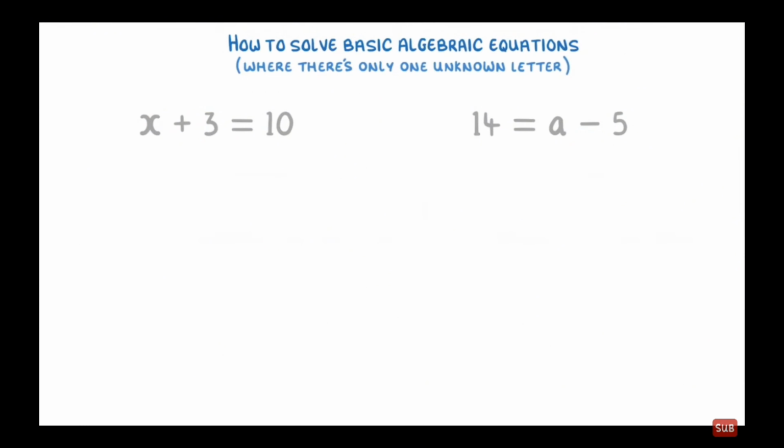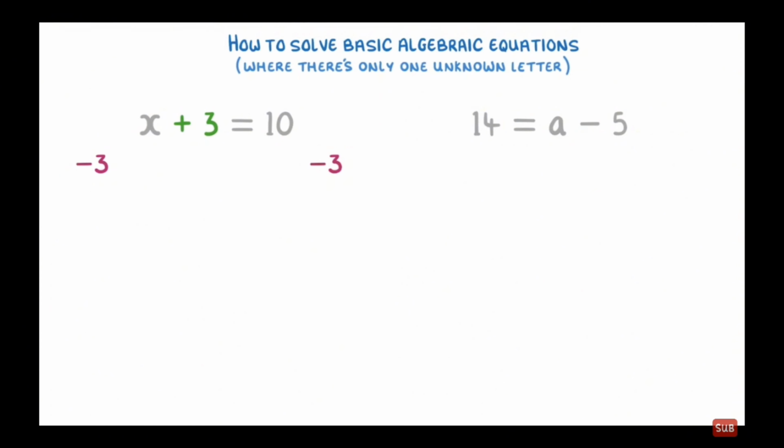So for this first equation, in order to get the x by itself, we need to get rid of this 3. At the moment, the 3 is being added to our x. So if we want to get rid of it, we're going to have to do the opposite and subtract 3. However, if we subtract 3 from the left-hand side, then we're also going to have to subtract 3 from the right-hand side. Because remember, we always have to do the same thing to both sides.